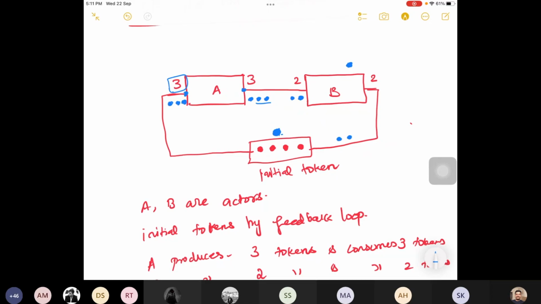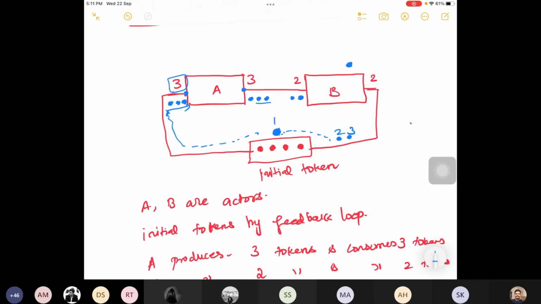When these 2 come, we already have 1 here, so 1, 2 and 3. Totally 3 tokens now in the feedback. Now these 3 tokens move here and come back here. Again 3 tokens, so when firing the next time, A generates 3 tokens.